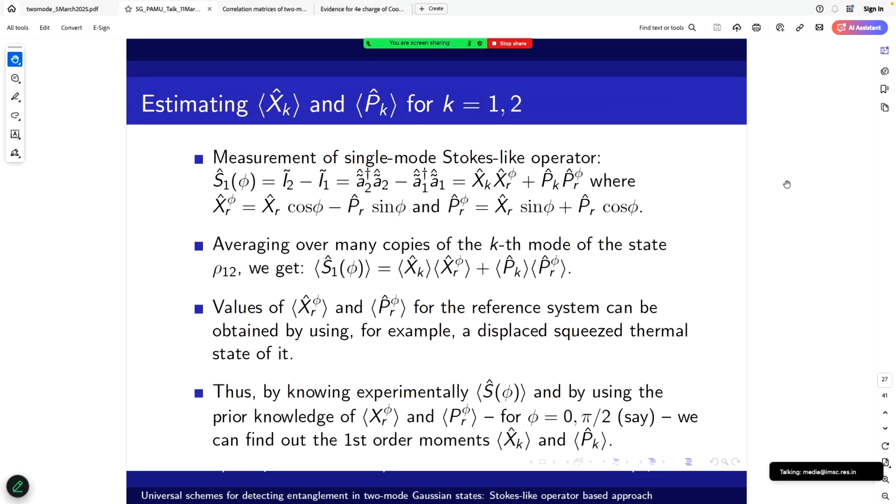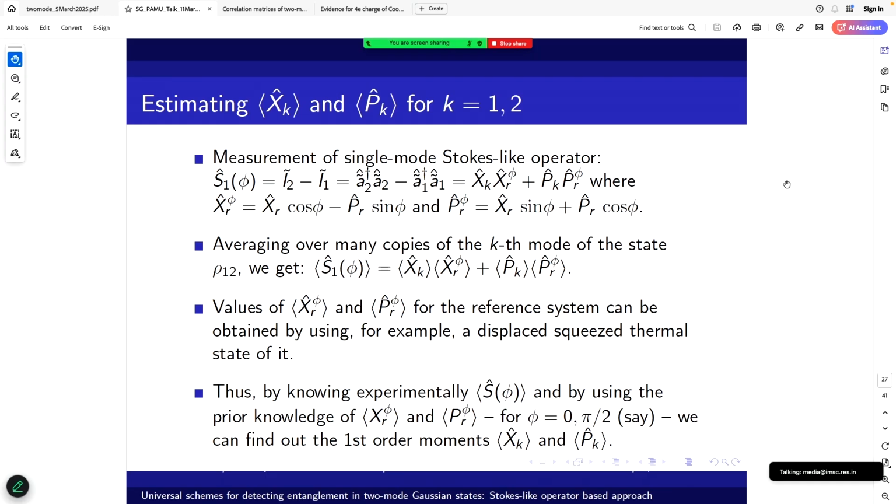This is the rotated position quadrature of the reference mode, and similarly for the momentum quadrature. And now you average over many copies of the kth mode. So, what you get is this, because ultimately this is acting on your kth system, and this on the reference system. And the values for the reference system, the average value of xr phi and pr phi, can be obtained by using, for example, a displaced squeezed thermal state.